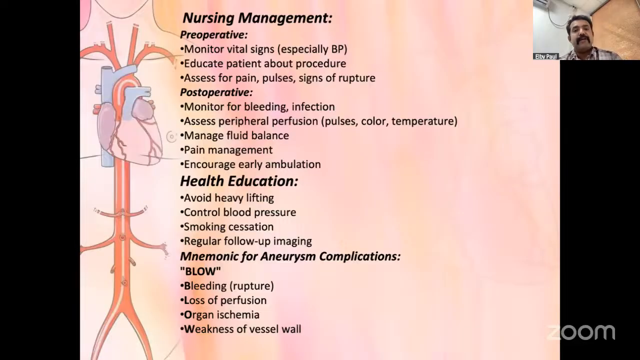Health education: avoid heavy lifting, control blood pressure, smoking बंद करना चाहिए, रेगुलर फॉलोअप होना चाहिए, ठीक है। एंड इसमें मेमोराइज करने के लिए या फिर एन्यूरिज्म के कॉम्प्लिकेशन हमको याद करने के लिए एक तरीका है, इट्स अ ब्लो: bleeding, loss of perfusion, organ ischemia, and weakness of vessel wall. These are the complications of an aneurysm.